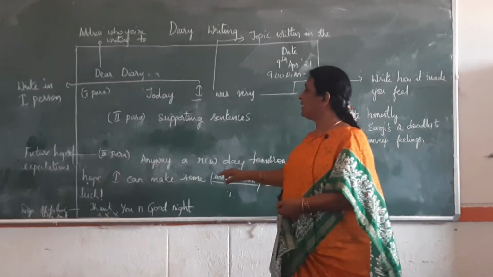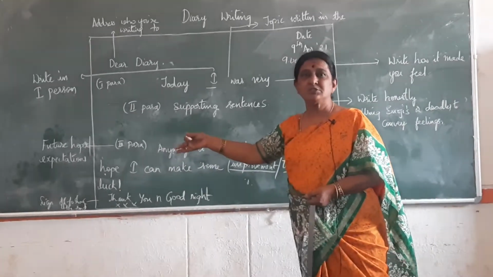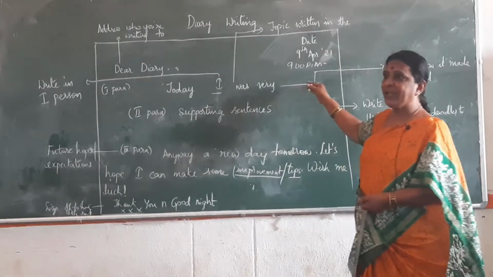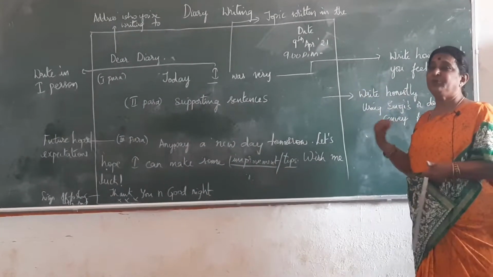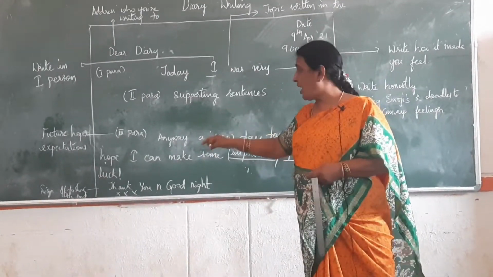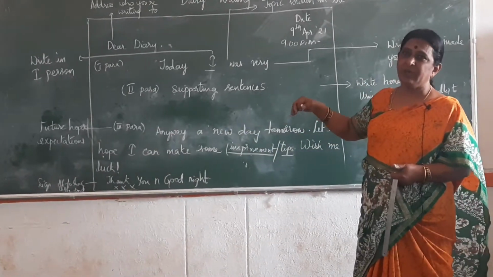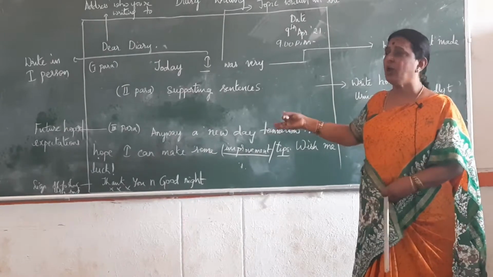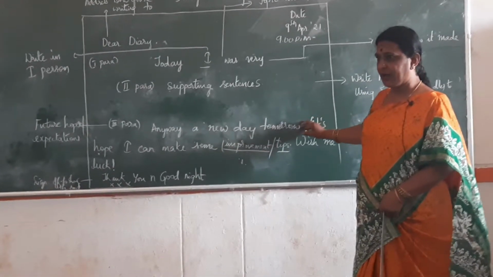And in the third paragraph, what are you going to do? Future expectations or hopes. You will think that today is good, I have done very well. Tomorrow I should do it in a still better way, I should work harder, you think, and write that in the third paragraph. And you must expect how you are going to do in the next following day. This is the third paragraph.